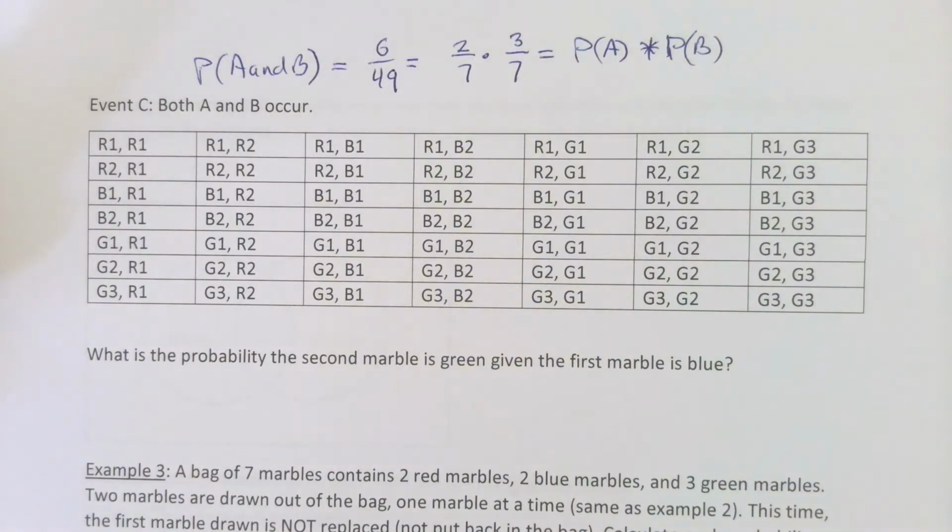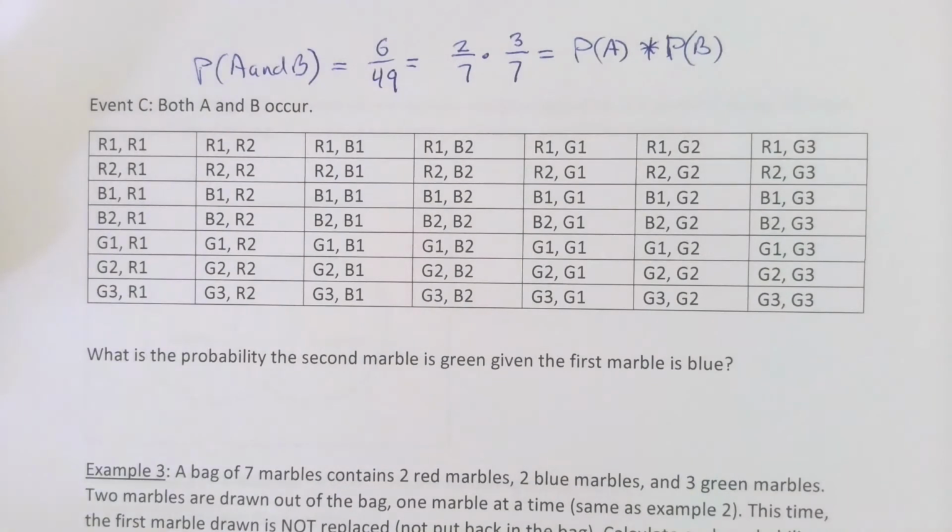And the 2 different drawings of marble from the bag, these are independent events, basically because we put the marble back in the bag after the first draw. And so the status of the bag for the second draw is no different. And so it's really the same situation.